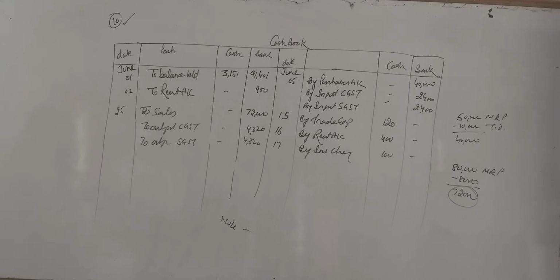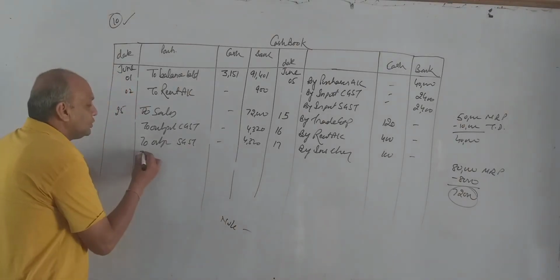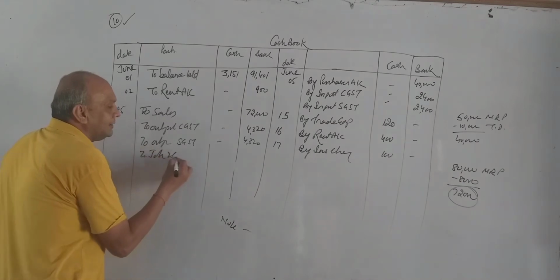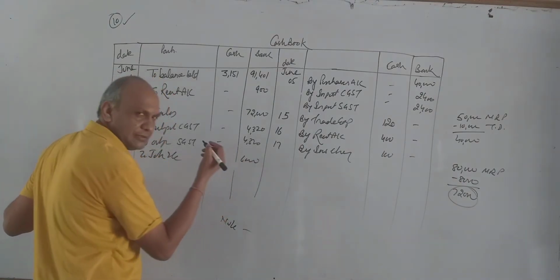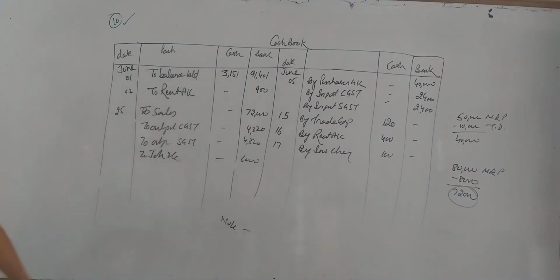And the last entry, not the second last entry, received check from Johan and Company. So again in the same way, to Johan and Company, 6,000 rupees. Right?